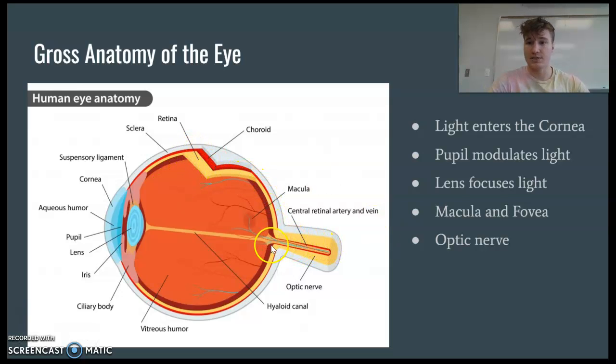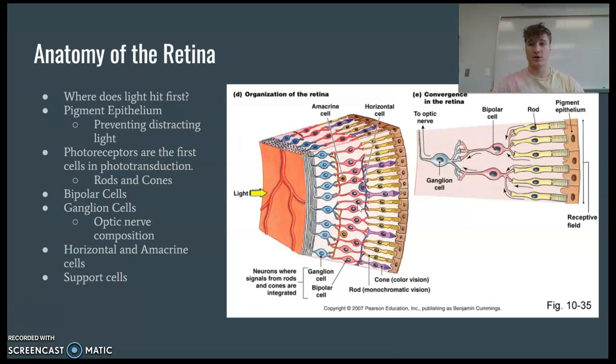The optic nerve is composed of the axons of the ganglion cells, and then we also see the macula, which houses a pit known as the fovea. And this area is the area of the highest visual acuity. It's the center of the visual fields, and this is housed within the retina, of course. Moving on, there's a whole lot to unpack here.